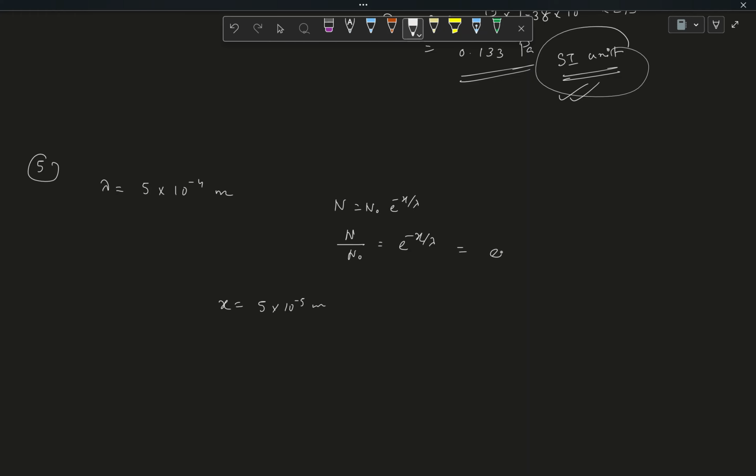So in this case the fraction will be e to the power of minus 5 into 10 to the power minus 5 divided by lambda, which is 5 into 10 to the power of minus 4. So this 5 and 5 cancel out. So e to the power of minus 10 to the power minus 5 into 10 to the power 4, which is 10 to the power minus 1. So this is e to the power of minus 0.1, which is almost 0.9. So this is your answer in this case, 0.9.